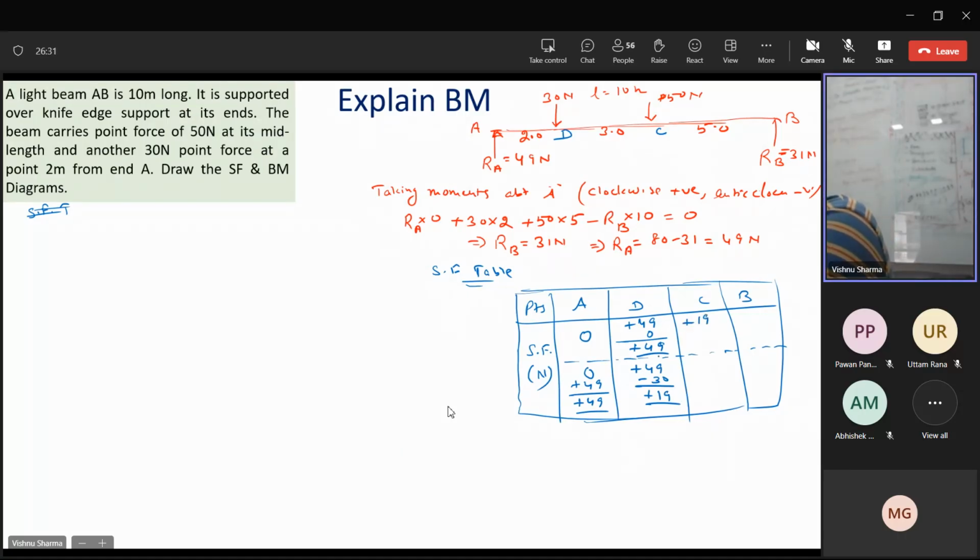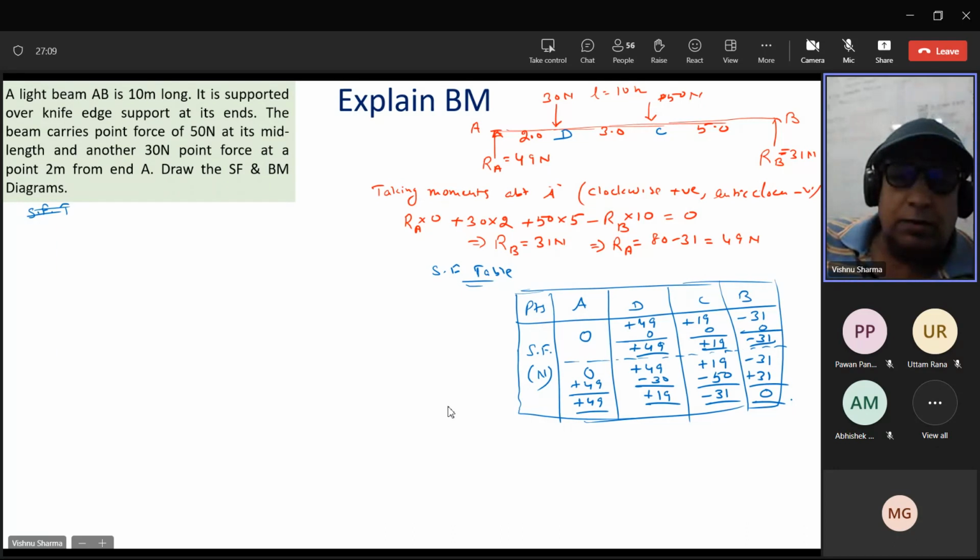From right of D to left of C on the beam, I don't see any change. Change is 0, so plus 19. I carry forward plus 19. Then at the beam, I see from left of C to right of C, minus 50 comes into picture, making it minus 31. I carry forward minus 31. From right of C to left of B, I don't see any change, so minus 31. I carry forward minus 31. From left of B to right of B, plus 31 comes into picture, becomes 0.